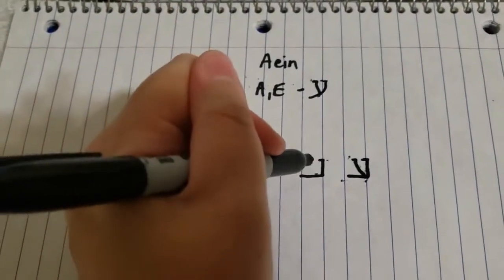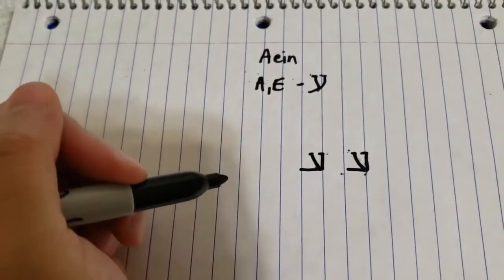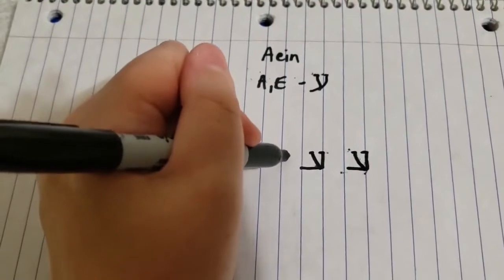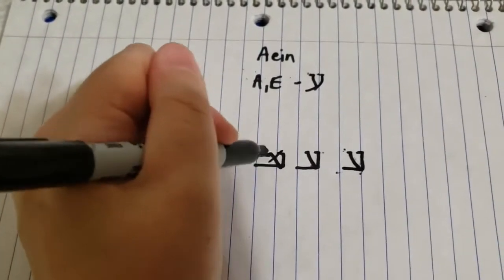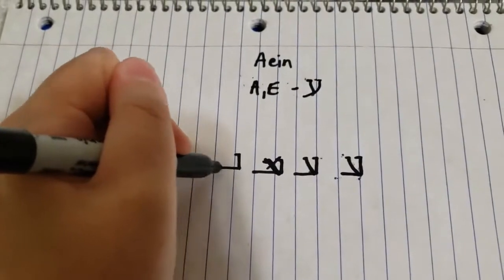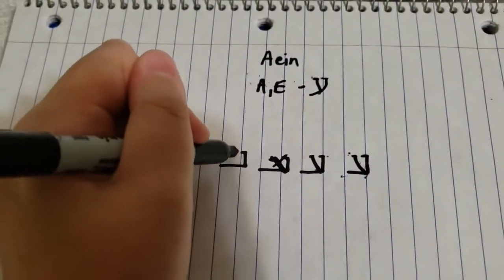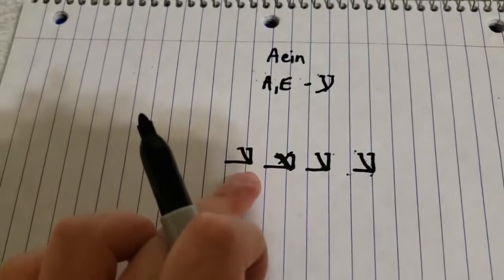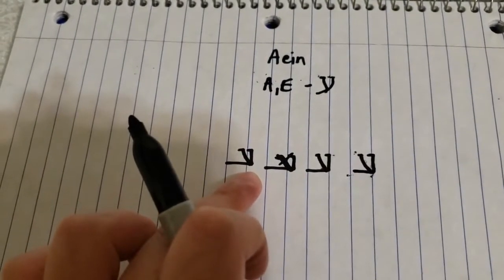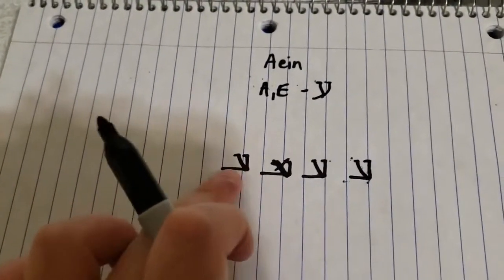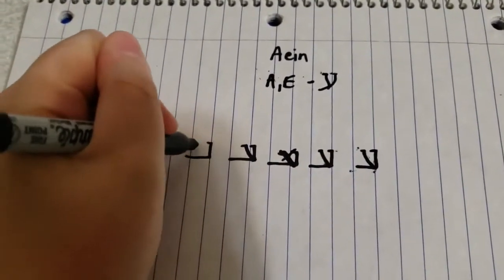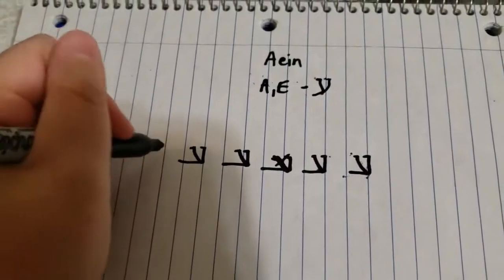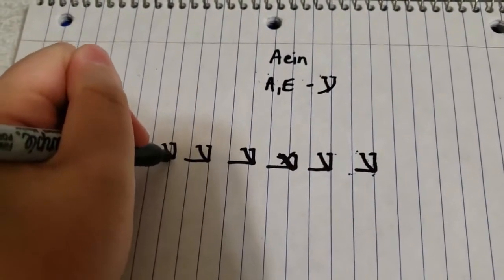Like a noon, and then add a peg. Ein. So this is a bad example, sorry. This line goes exactly to the middle of the square. Ein.